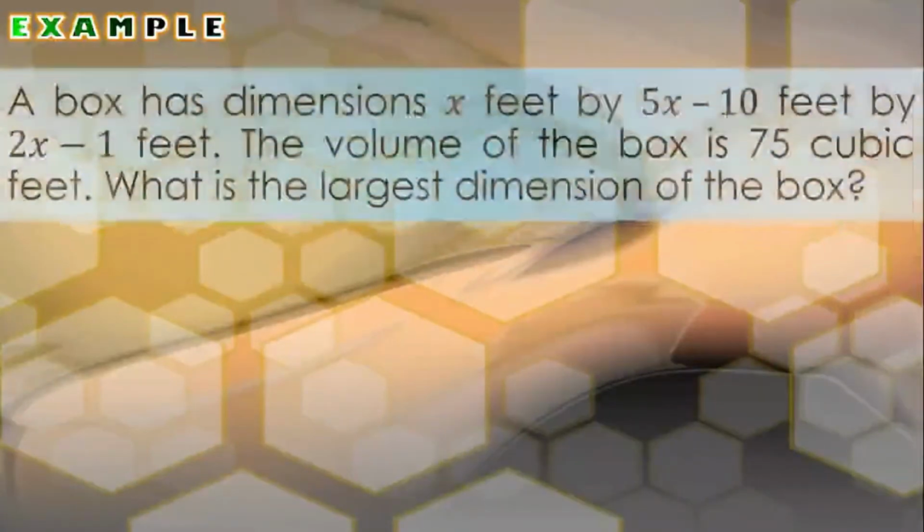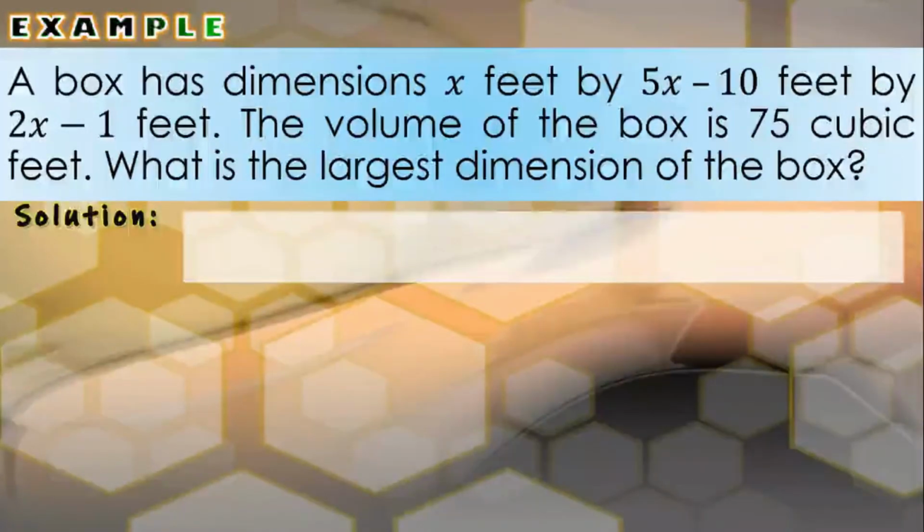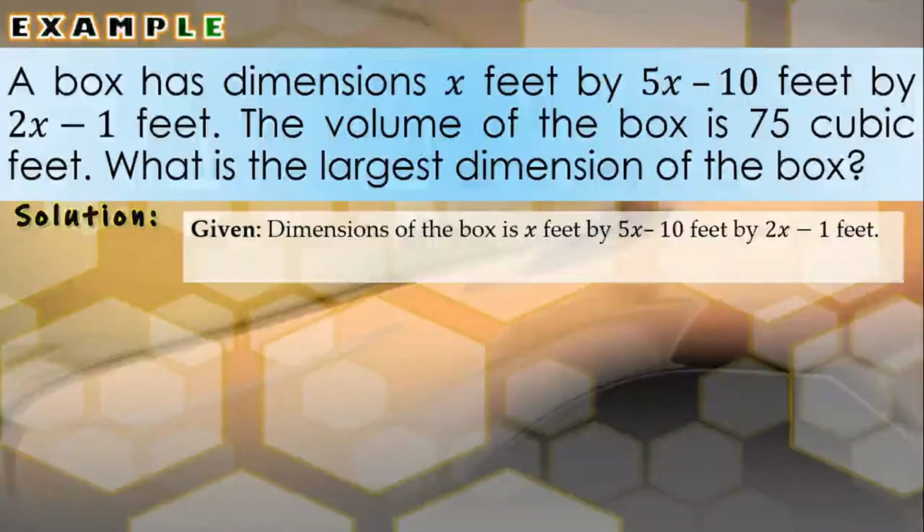Third problem. A box has dimensions x feet by 5x minus 10 feet by 2x minus 1 feet. The volume of the box is 75 cubic feet. What is the largest dimension of the box? So our solution, the given is the dimensions of the box, which is x feet by 5x minus 10 feet by 2x minus 1 feet.